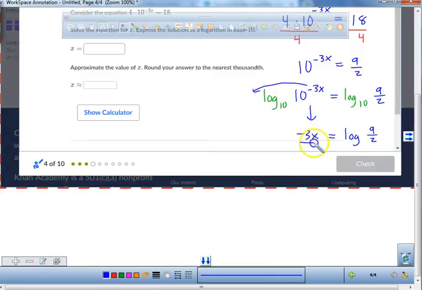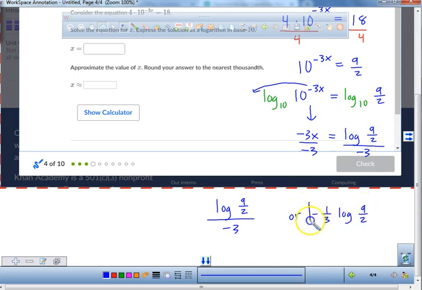And the final thing I'm going to do is divide both sides by negative 3. Now, I could write log 9 over 2 divided by negative 3, or I can also write negative 1/3 log of 9 over 2. And I like this better. I like to put that right out there in front, because dividing by negative 3 or multiplying by negative 1/3 is the exact same thing. And then I'm going to use my calculator to type it in.